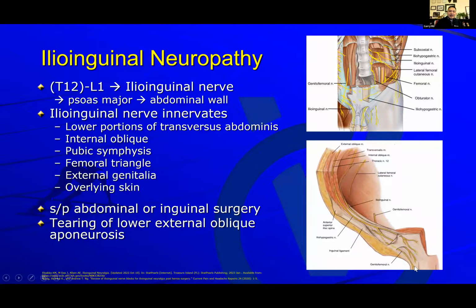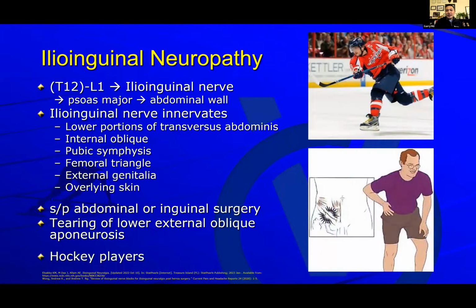Okay, ilioinguinal nerves can be injured iatrogenically from abdominal or inguinal hernia surgery, but from a sports medicine perspective, they often get injured as a victim of sorts from abdominal strains and tearing of the abdominal musculature, such as the external oblique. Case in point, this is often seen in hockey players, and that's where this gets its other common name, which is called slapshot groin.